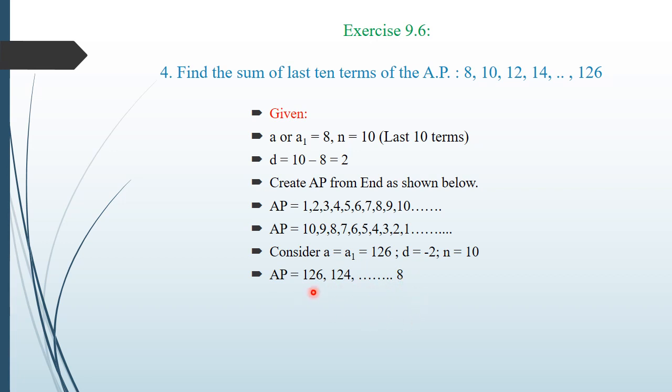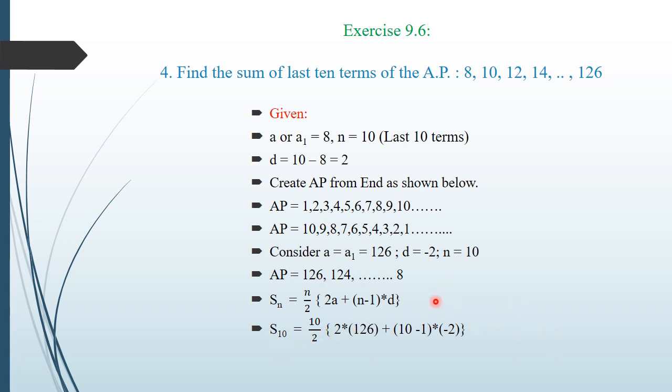Now I have formed the new AP. Now using this AP I can directly calculate the sum of 10 terms. Remember, for this new modified AP, the sum of 10 terms will be from the beginning because we have written this entire AP in the reverse manner. Therefore Sn equals n by 2 into 2a plus n minus 1 into d. S10 will be 10 by 2. I'll substitute 10 wherever n is there, and wherever a is there, I'll put the first term, that is 126 in case of the new AP, and the common difference will be minus 2 in case of the new AP.